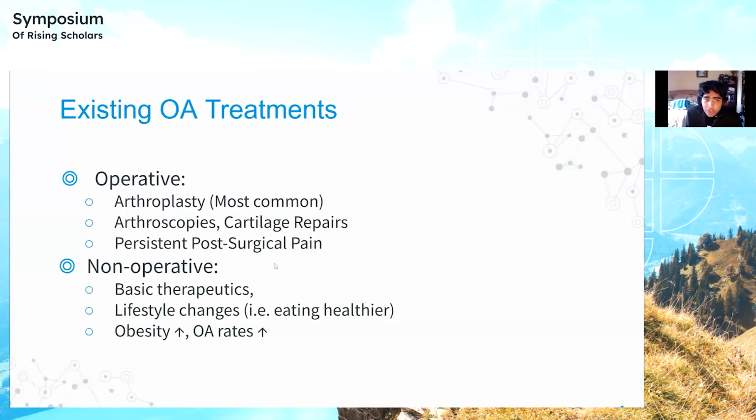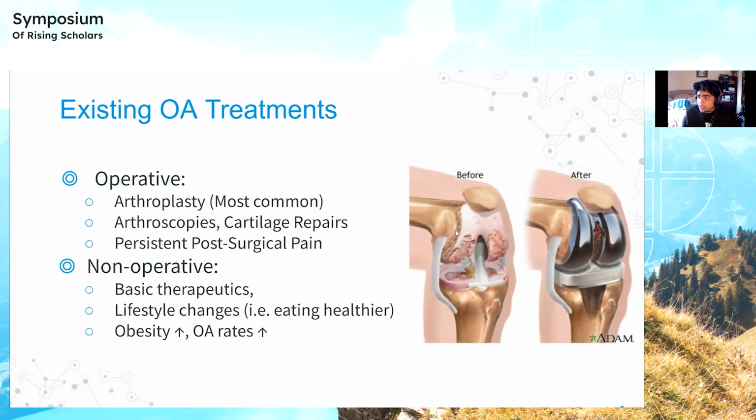So, what are some of our current treatment options for knee OA? In terms of operative treatments, we typically see patients undergoing knee arthroplasties, whether this is a partial knee replacement or a total knee replacement, or a TKA. Other surgical options include arthroscopies and cartilage repairs, which are both much less invasive, but also much less effective. And right here, you can see essentially what happens when you undergo a knee arthroplasty.